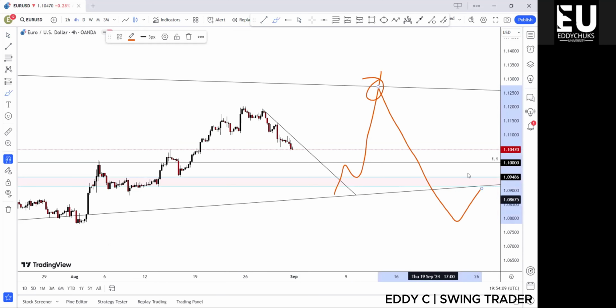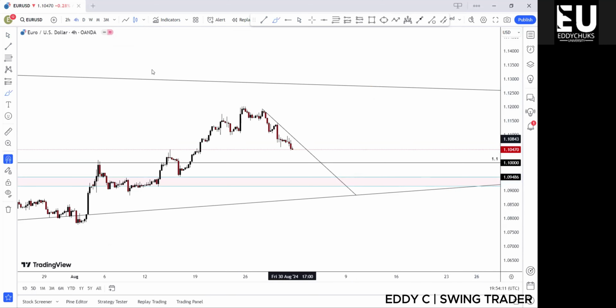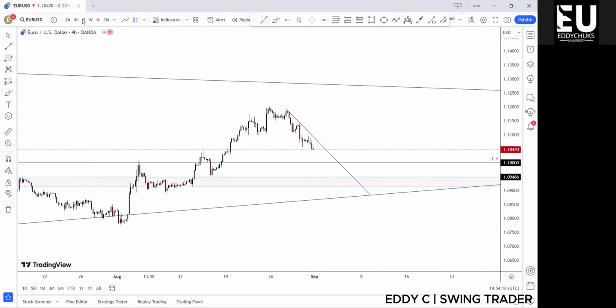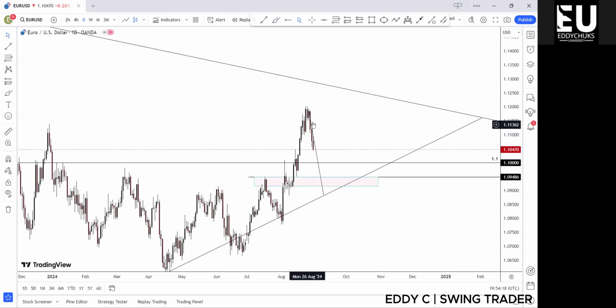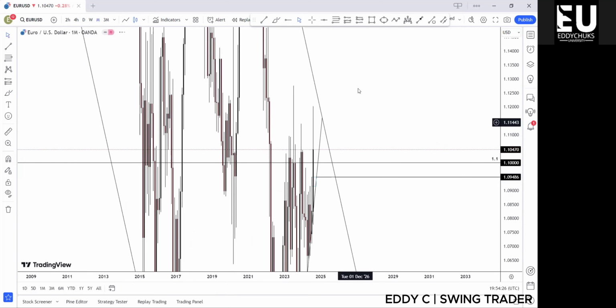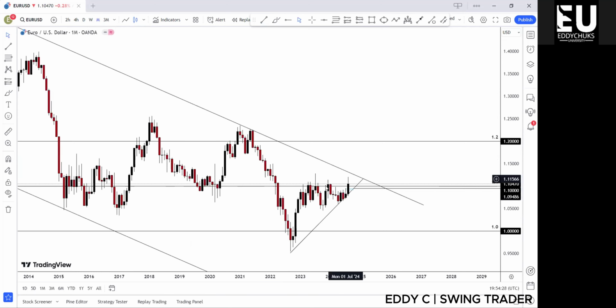Going against the trend is very, very wrong, which is why we have been seeing a lot of consolidation happening over the months now. But regardless, you are following your own trading plan.